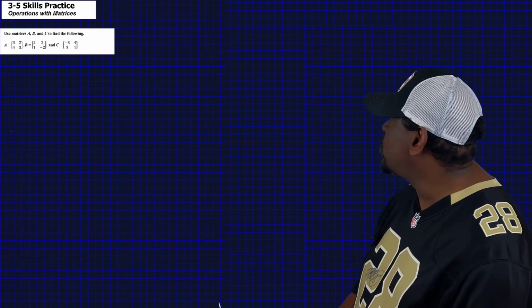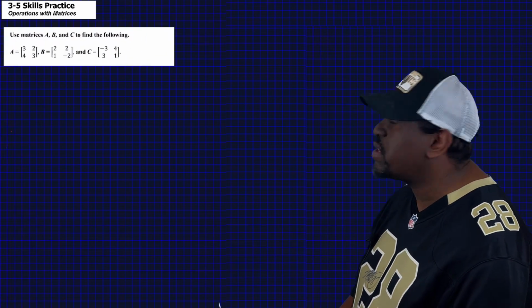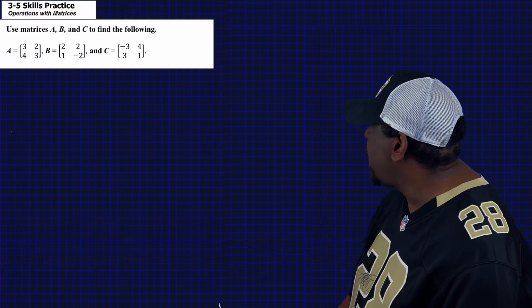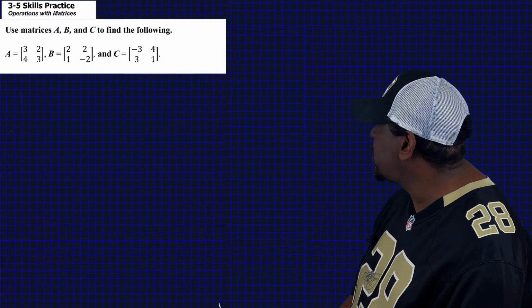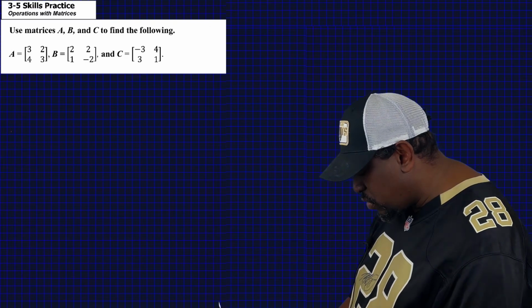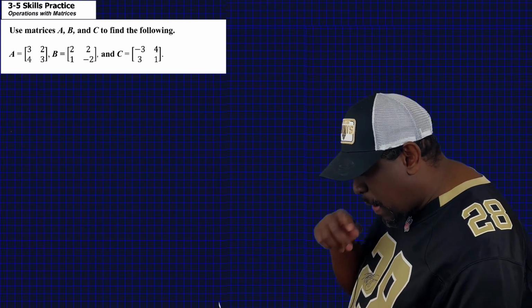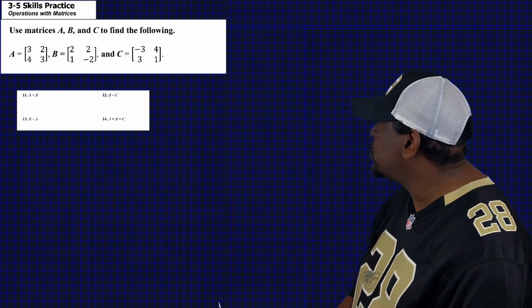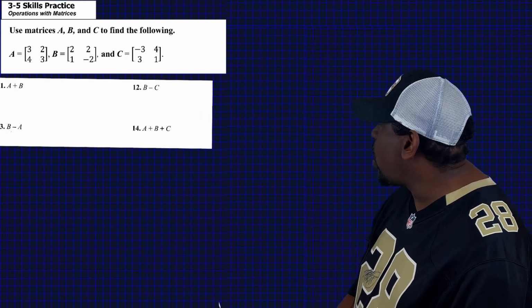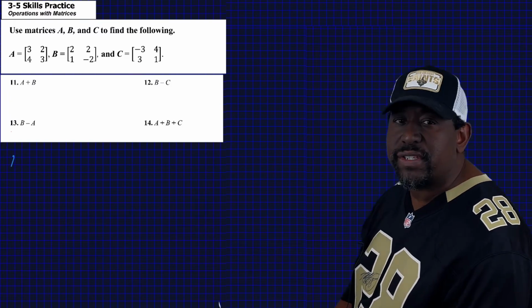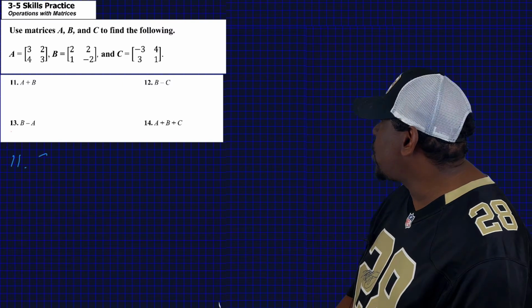So we're going to move those out of the way, and we're going to try another type of problem, involving three matrices, A, B, and C. It says use A, B, and C to find the following. So this is a different type of problem. They will now give us some problems involving A, B, and C, and we're going to simplify using the matrices that are given. So we're going to start with number 11, which is A plus B.